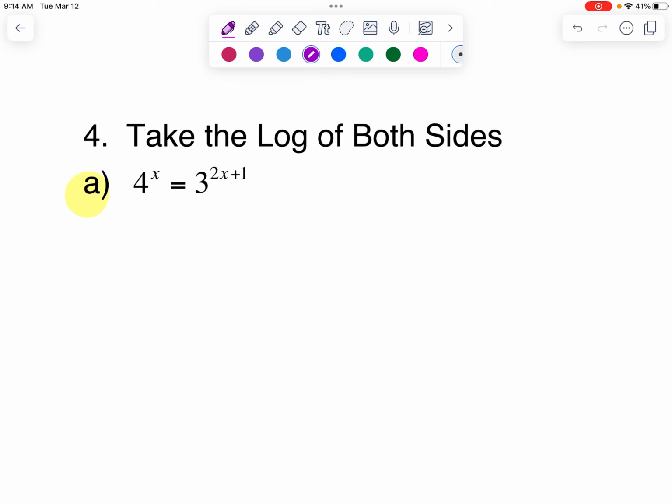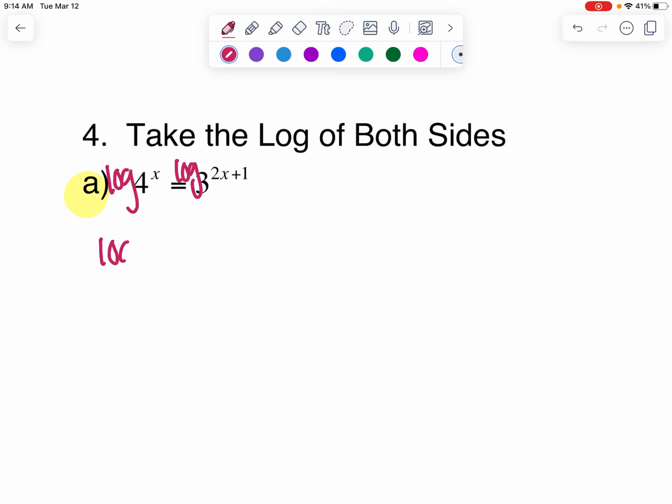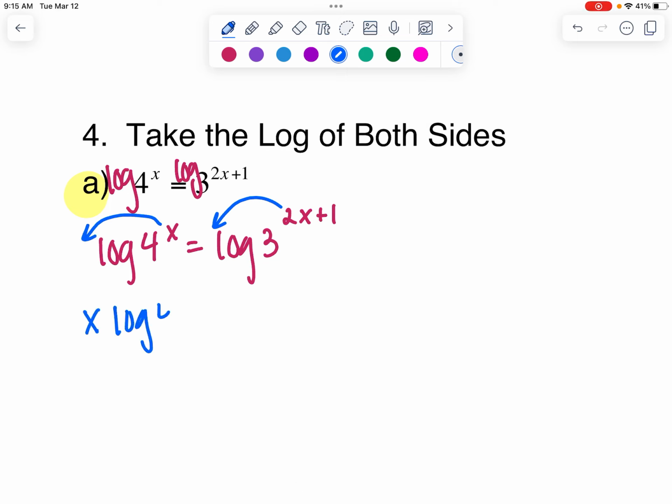So for part A, I'm going to write in log on both sides of my equation, and I can rewrite it as log of 4 to the x power is equal to log of 3 to the power of 2x plus 1. This is when we can apply the power to a power idea and swing our exponents to the front. So we get x times the log of 4 is equal to the quantity 2x plus 1 times the log of 3.